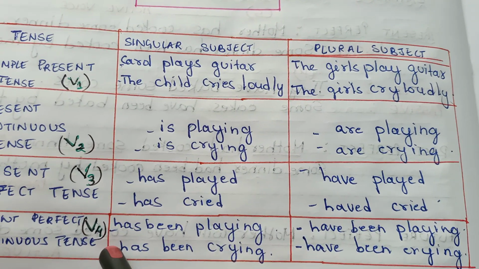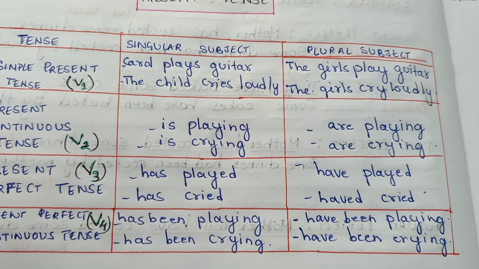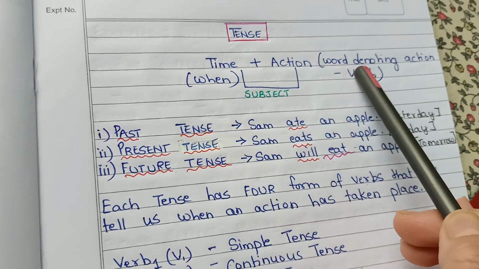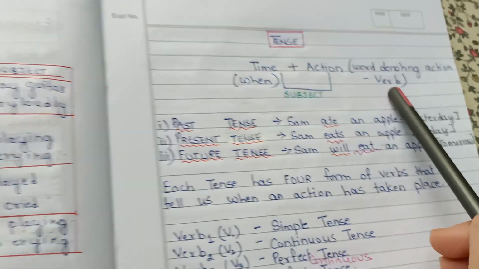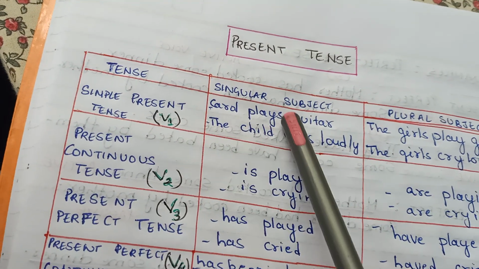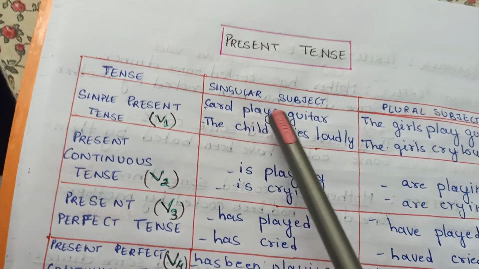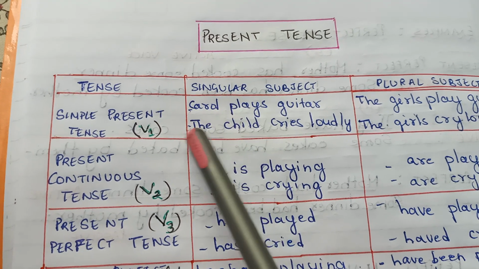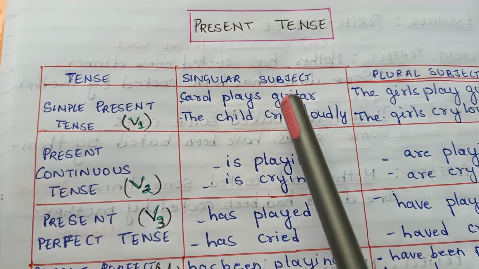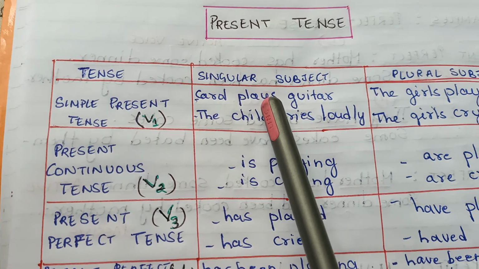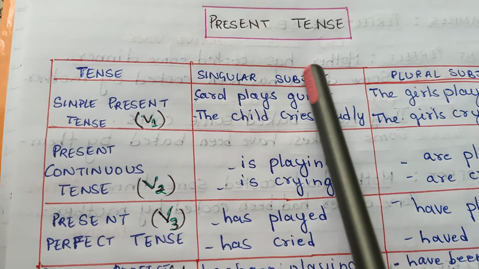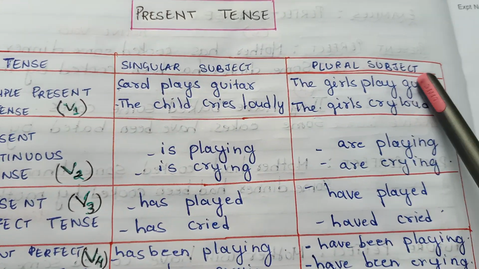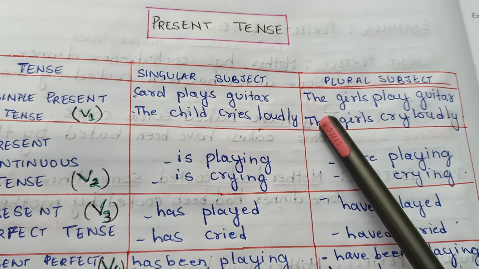As I said earlier, what is a verb? A verb is a word denoting action. So the form of the verb tells us about the tense of a sentence. If you can see here, in a very simple sentence, I have written, Carol plays guitar. And the subject is a singular subject, and in the next column I have made it a plural subject.